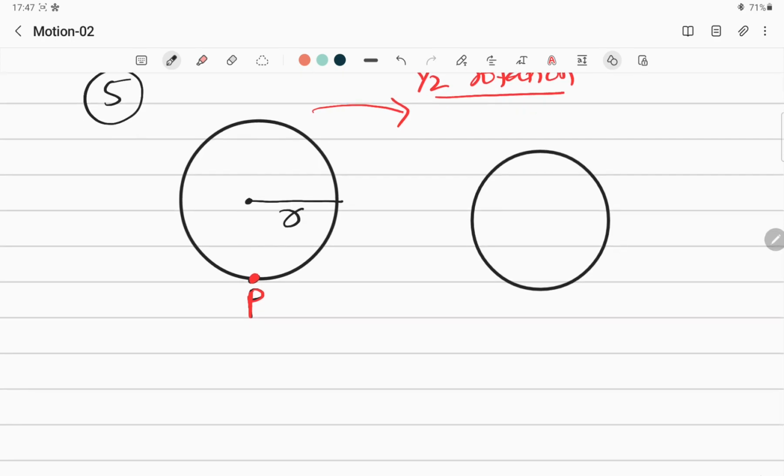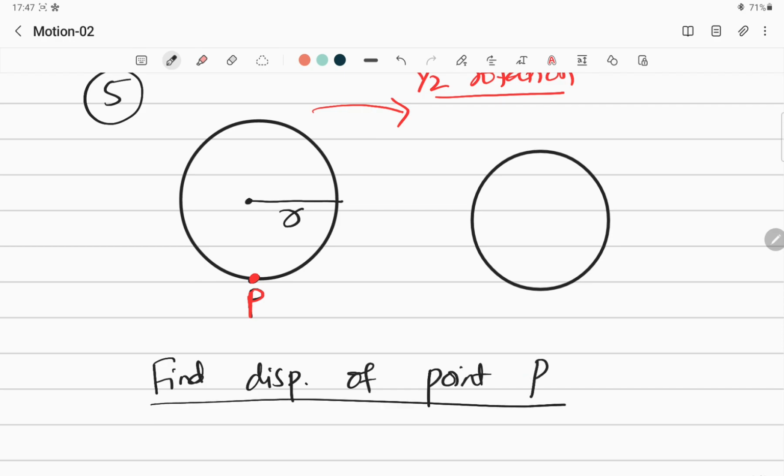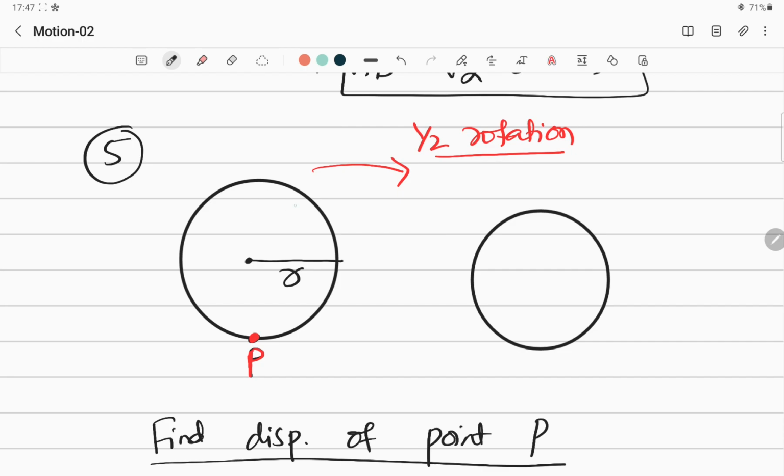Now they are asking one simple question: find the displacement of point P. Have you understood the situation? Here is a wheel of radius r. In that there is a point called P. This does half rotation, and the wheel is here now. Now they're asking what is the displacement of this point P. You know the definition of displacement. It is the shortest distance between the initial point and the final point.